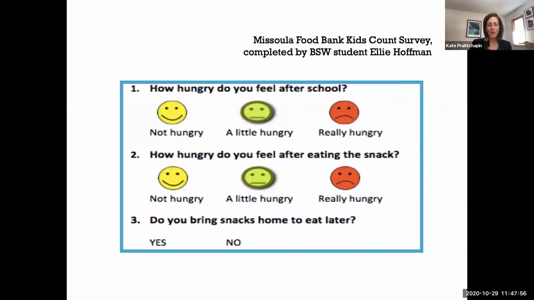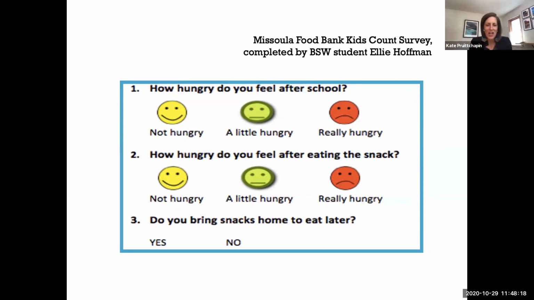So here's another creative survey that I want to tell you about. And again, talking about how do we capture the voice of folks that we don't always hear from? Well, kids, right? We don't quite give kids always the credit that they deserve in terms of knowing what they want and don't want and giving feedback. So this is a social work student of mine from a while ago.